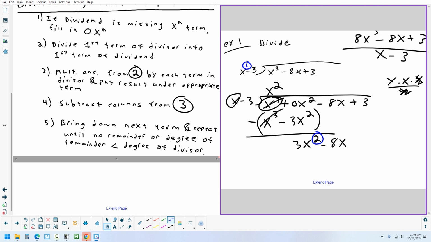Okay, so now divide the first term on the outside into the first term on the inside. 3x squared divided by x. What's 3x squared divided by x? Yep. 3x. Those cancel. Now, we're going to take the 3x, multiply it back out to each term. What's 3x times x? 3x squared. And what's 3x times negative 3? Negative 9x, good. And now we've got these columns. What am I going to do with those columns? Subtract.